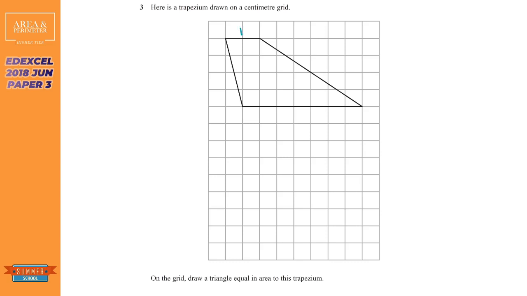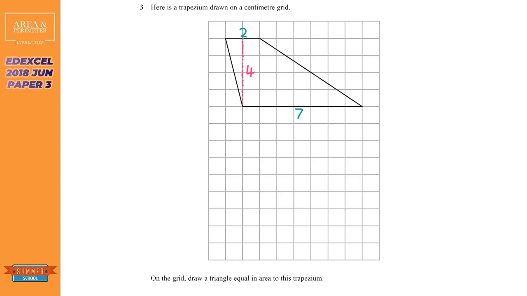So there's a length of 2 up here, and 1, 2, 3, 4, 5, 6, 7. So we've got our A and B for the trapezium formula. And next we need the H. Now the H is going to be perpendicular to the bases, which means at 90 degrees. So that's the height there. That's the H. So that's going to be 4.